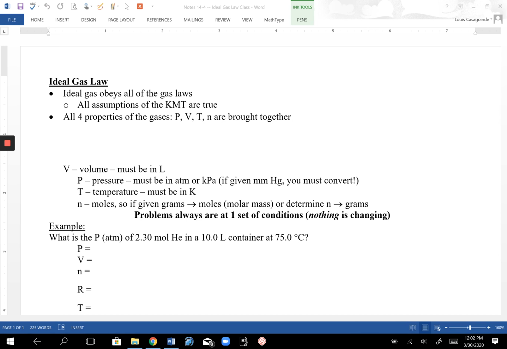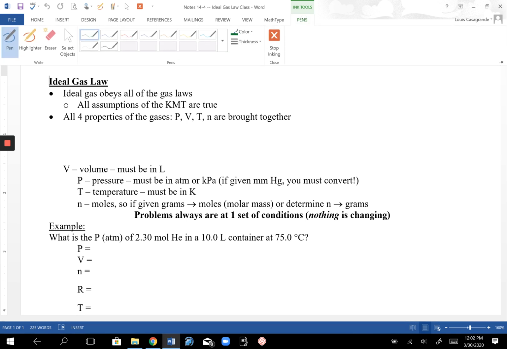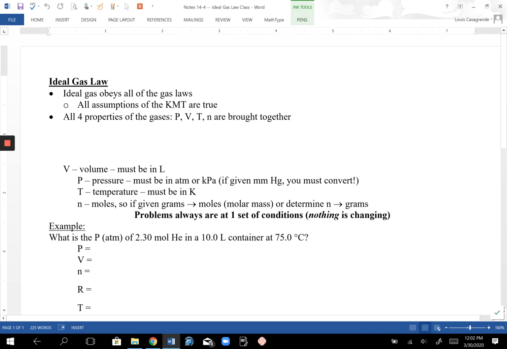Hello, chemistry. Today we are going to talk about the ideal gas law, which I alluded to a little bit in class earlier today. The ideal gas law covers gases which we consider to be ideal, and an ideal gas is one that obeys all of the gas laws that we've been talking about.